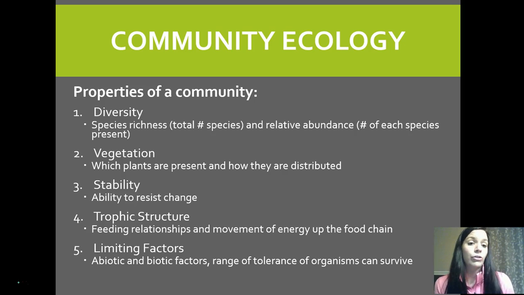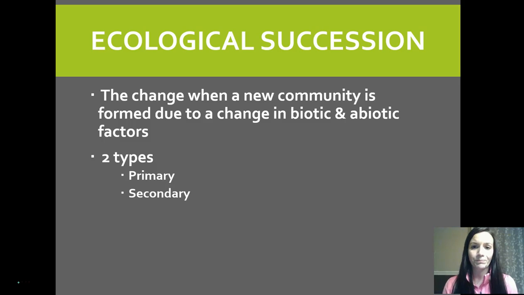If there's something introduced or something changes in the community, what is the stability of that community? Fourth is the trophic structure. So what are the feeding relationships and how does energy move up the food chain? And finally, those limiting factors that we discussed in the first video, abiotic and biotic factors, and it's also the range of tolerance. How much of a difference can those organisms survive?